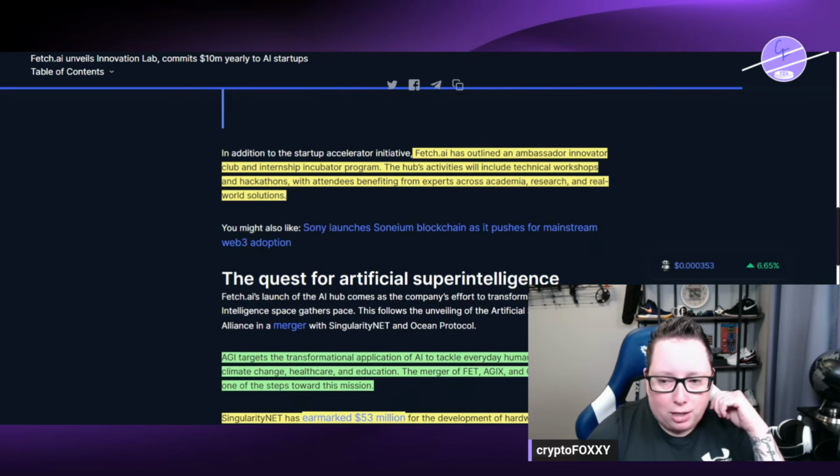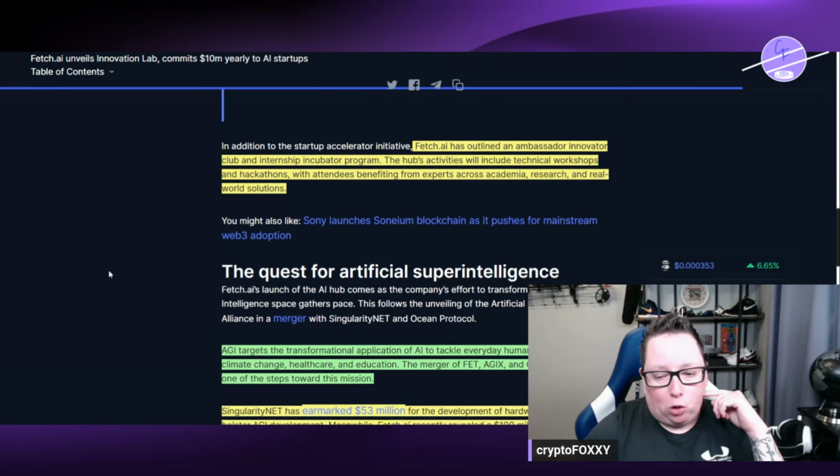FET has outlined an ambassador inventor club and internship incubator program. The hub's activities will include technical workshops and hackathons, with attendees benefiting from experts across academia, research, and real-world solutions. So this is really cool.